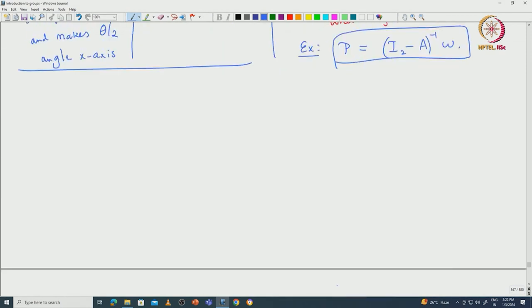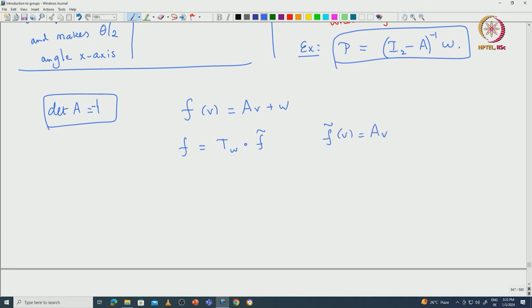Now let us look at what happens when determinant being minus 1. So when determinant is minus 1, again you will be having F of V equal to A V plus W. You can write again F equal to T W composed with F tilde, where F tilde of V is given by A V. So now this V goes to A V, that map is a reflection with respect to a line that passes through origin. Now if you take a reflection with respect to a line passing through origin and then translate that one, then what you are going to get? You are going to get again a reflection with respect to some other line, okay. So then it is clear that in this case we get again a reflection.